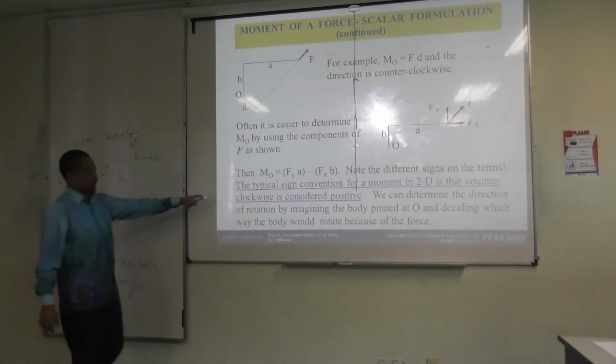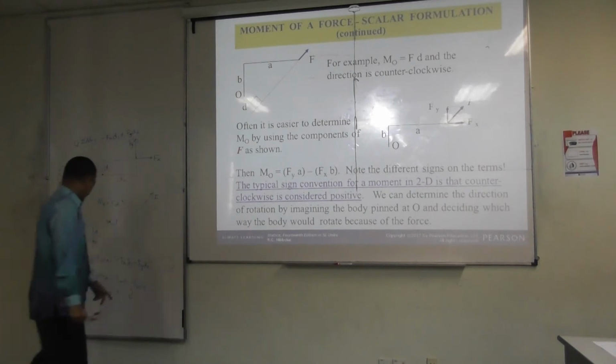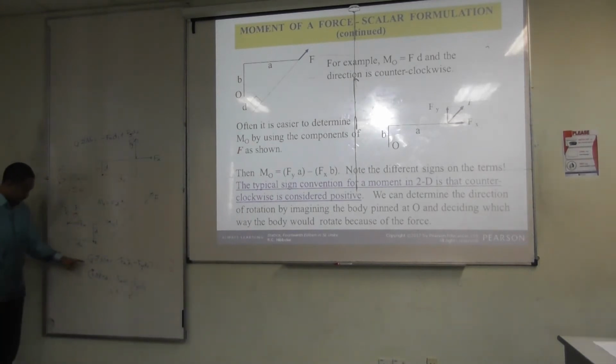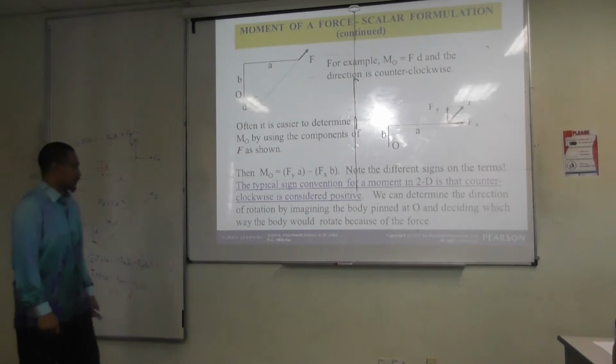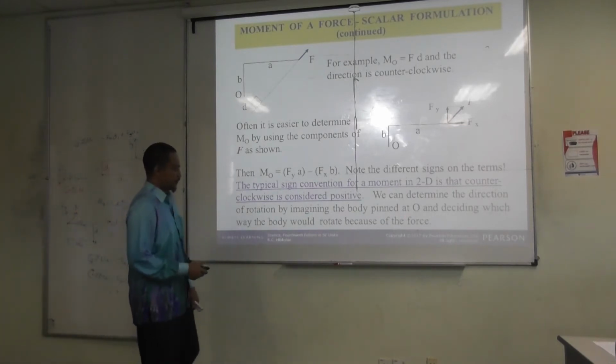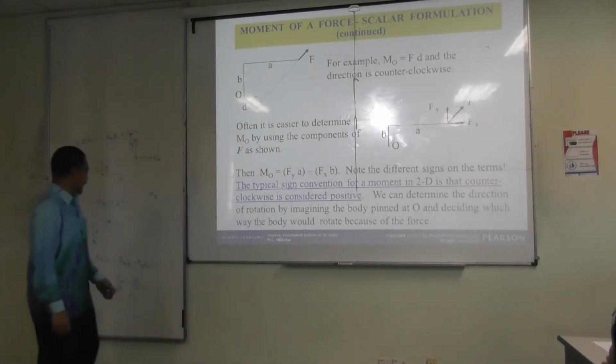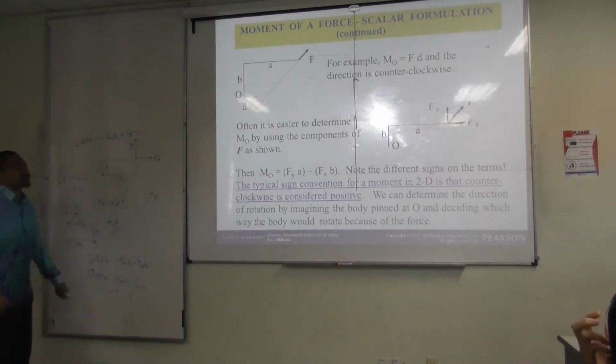So this is what it mentioned here, typical sign. But for calculation, it's still valid. Meaning you still have to declare normally, to avoid any confusion. Okay. We can determine the direction of rotation by imagining the body pinned at O and deciding which way it turns. So that's basically what we did with the paper just now.